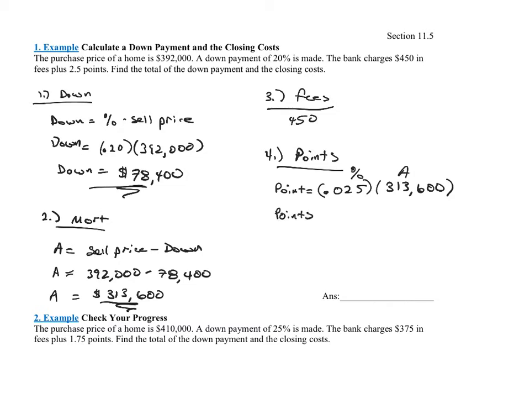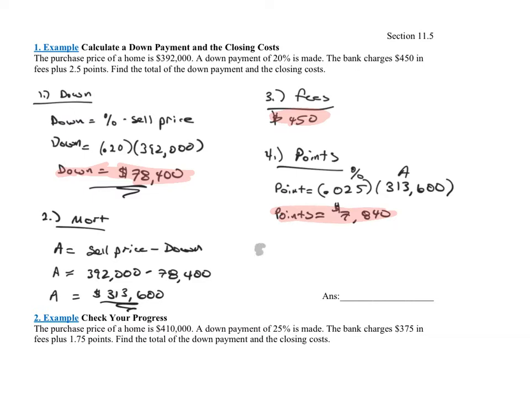So how much am I paying in points? Go ahead and do it in your calculator. I'm getting $7,840 in points. Okay, so let's think about what we need here. If a person were to buy this house, what would they need to come to the table with? Well, they'd have to come with the down payment, which was $78,400. They'd have to pay the fee, which was $450, and they'd have to pay the points, which was $7,840.